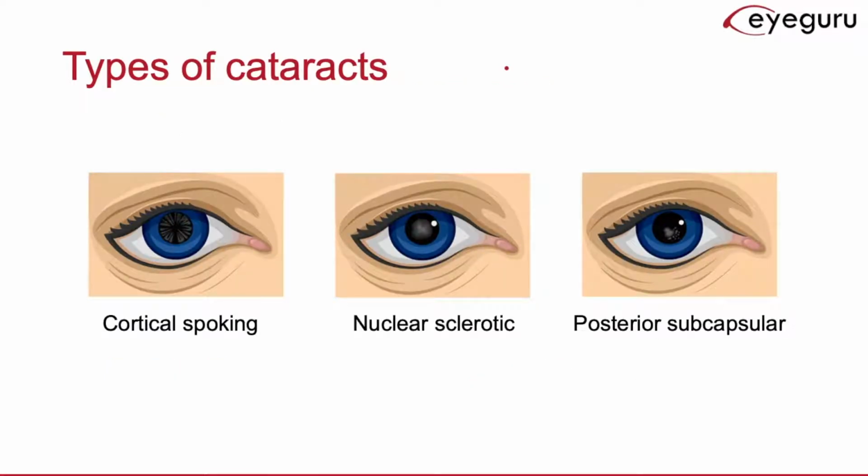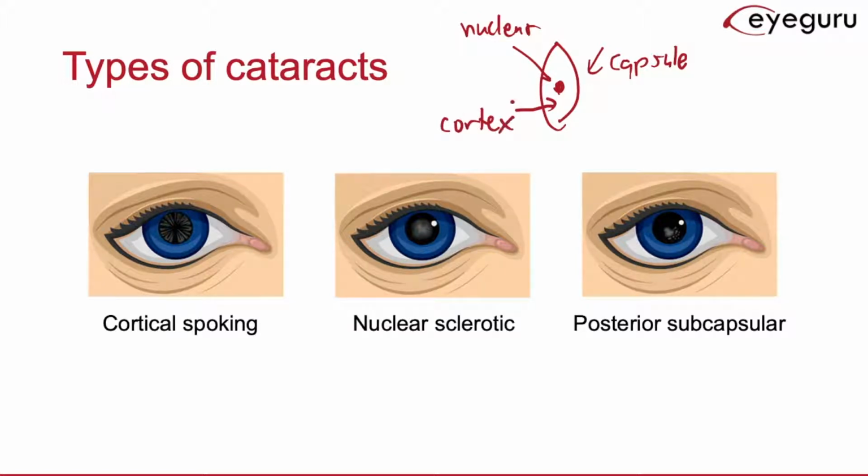So recall that the lens has three main components. There is the outer capsule, there is the inner nucleus, and then in between is the cortex. Now, it turns out that cataracts can form in different areas of the lens. So, nuclear sclerotic cataracts, of course, develop in the nucleus, whereas cortical spoking and posterior subcapsular cataracts both develop in the cortex. And for the purposes of this video, we will be covering the cortical spoking cataract.